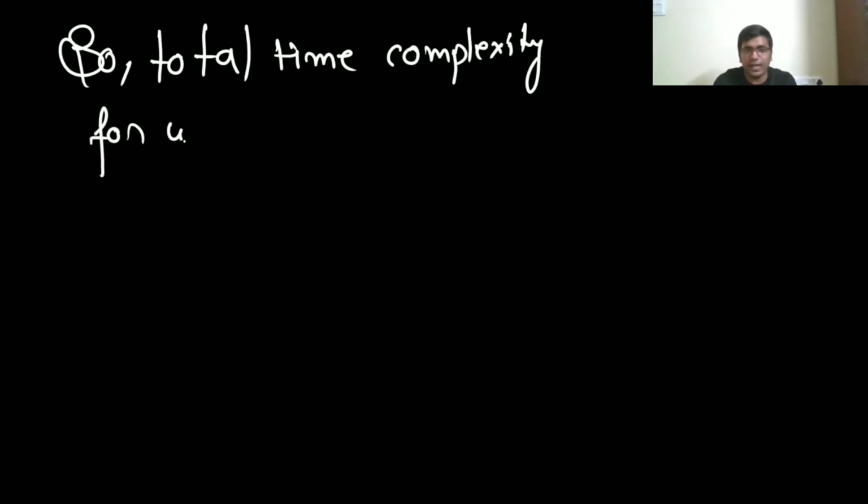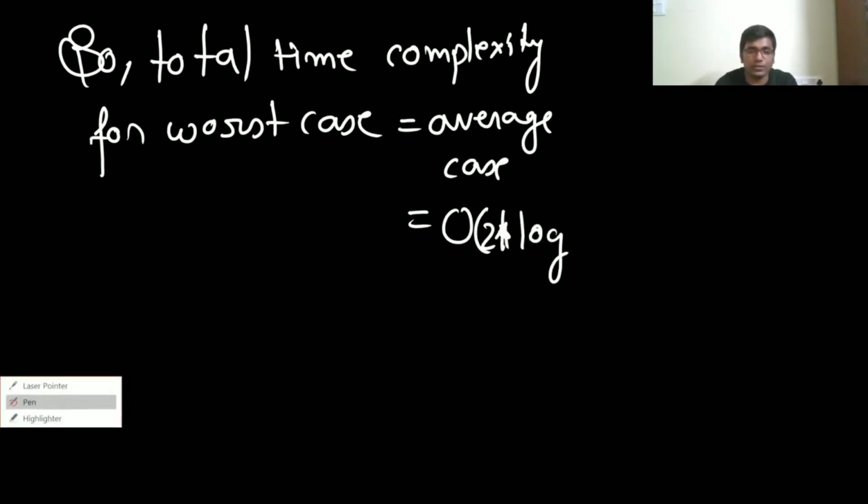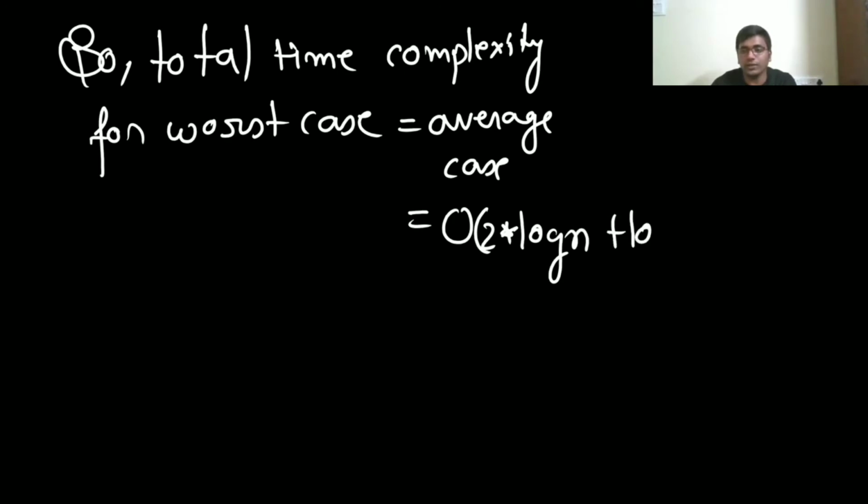So the total time complexity for the worst case, and even for your average case, is going to be the same. It is going to be big O of log n. It is going to be 2 into log n plus log n, which is going to be log n only.